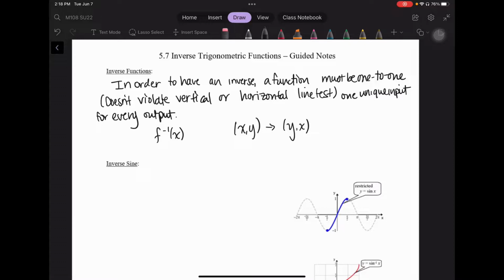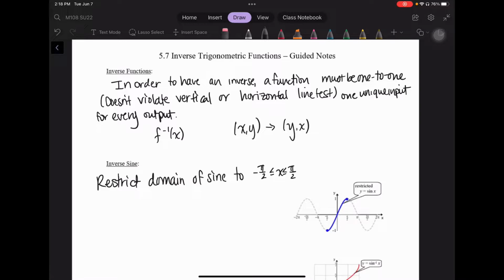Now, the sine function violates the horizontal line test because it's cyclical. So in order to find an inverse sine, we restrict that sine function to a specific domain, and then we can find the inverse. If you don't restrict the domain, you cannot find the inverse because it is not one-to-one. We are going to restrict the domain of sine from -π/2 to π/2.